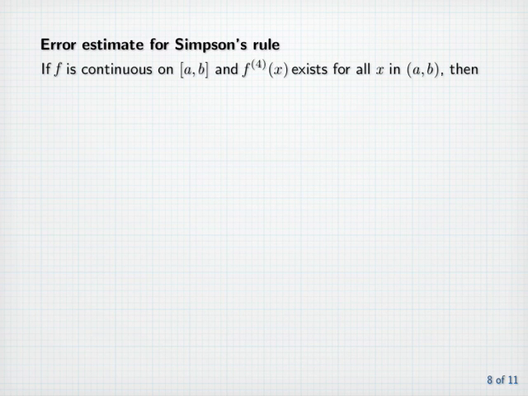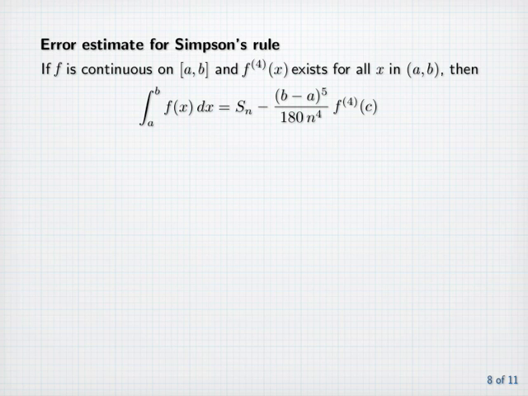If f is continuous on the closed interval [a, b], and if the fourth derivative of f of x exists for all x in the open interval (a, b), then the integral from a to b of f of x dx is equal to capital S sub n plus a remainder term of the form minus (b minus a) to the fifth power divided by 180 times n to the fourth times the fourth derivative of f evaluated at c, where c is some number between a and b.